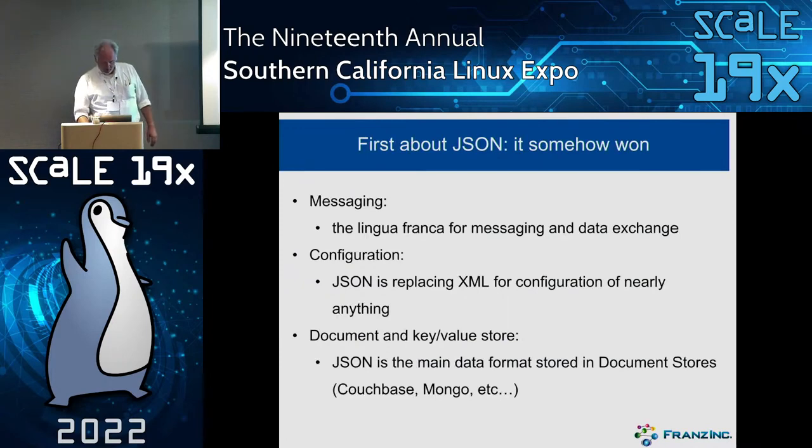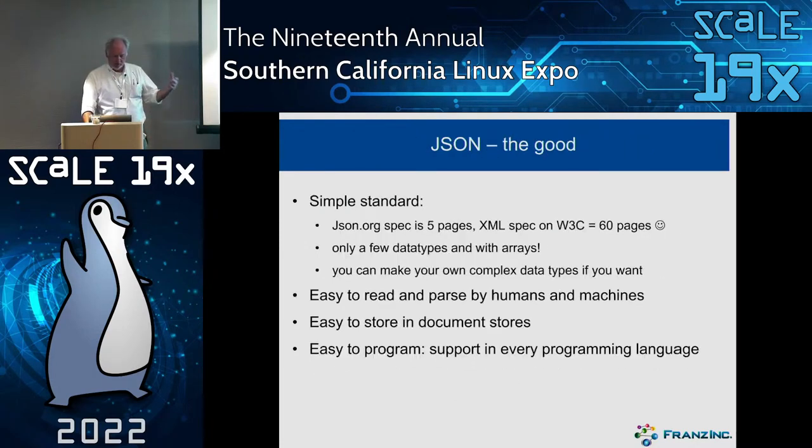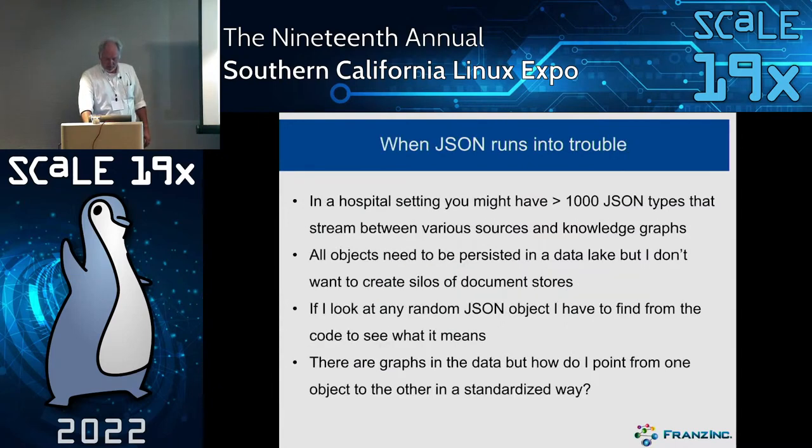Let me describe that a little bit later. So you guys all know about JSON, the lingua franca for messaging and data in chat, used for configuration, it's used in document and key value stores. JSON is a very simple standard, easy to read and parse by humans and machines, easy to store in document stores, and easy to program. I'm still in awe how beautifully JSON works together with Python dictionaries, for example, right? It's just really a brilliant synergy between the two.